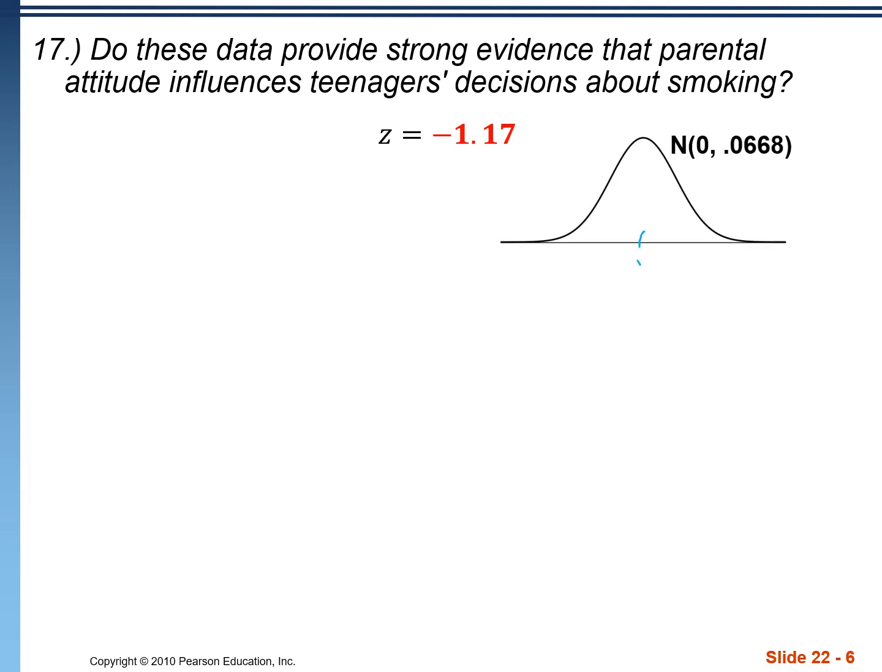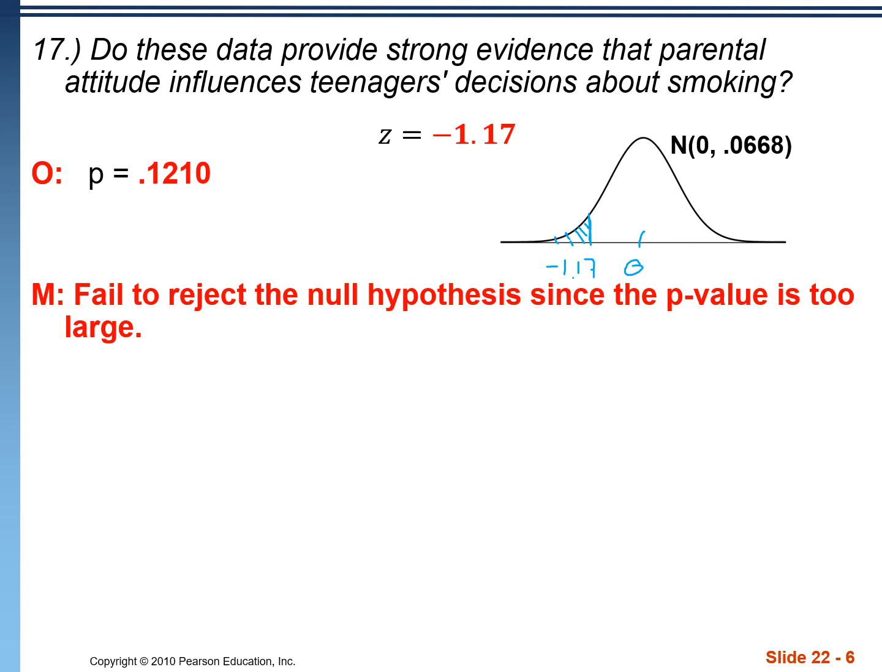So this is a left-tailed test. It's left-tailed because our alternative hypothesis said less than. If it said greater than, it would be right-tailed. If it said not equal to, it would be two-tailed. Normal CDF gives us a p-value of 0.1210. We'd fail to reject the null hypothesis since the p-value is too large.